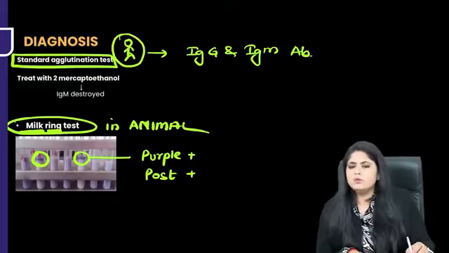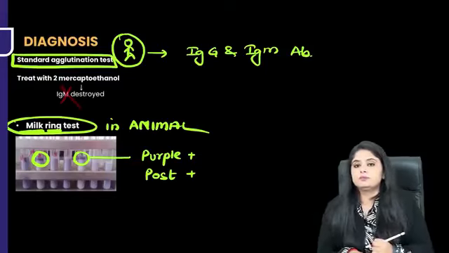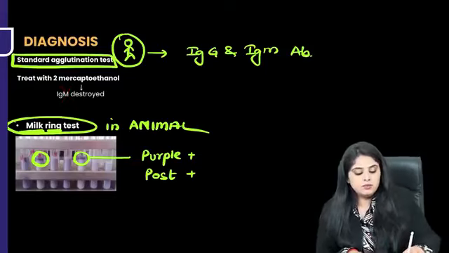However, if you say, no, I don't want to detect IgM, I am not interested in IgM, kill the IgM, remove the IgM. How will I remove them? To kill IgM, we use mercaptoethanol.